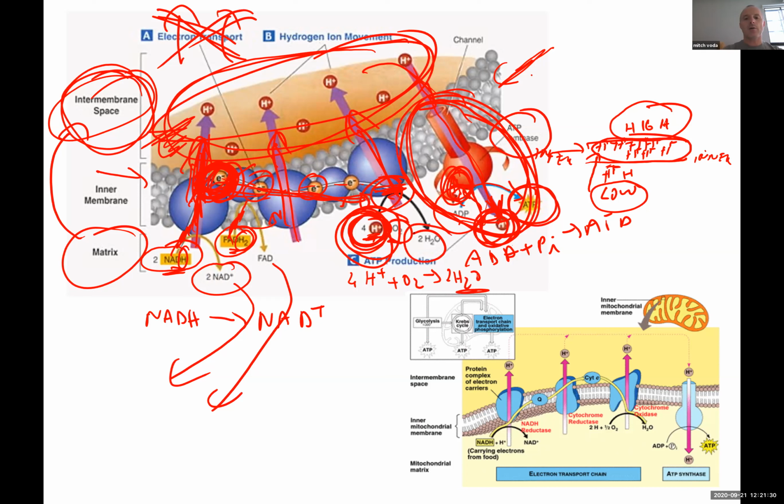And then water just moves out of the mitochondria and it can be eliminated through breathing or through skin, or it could be used inside the cell.